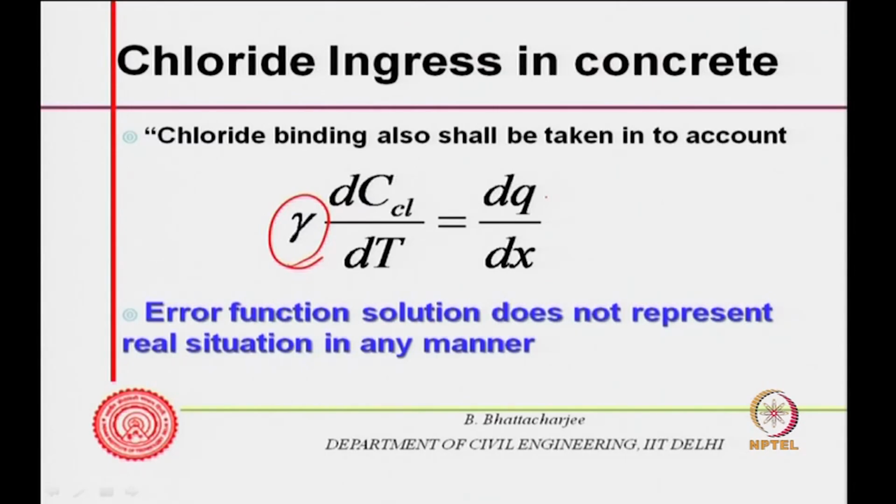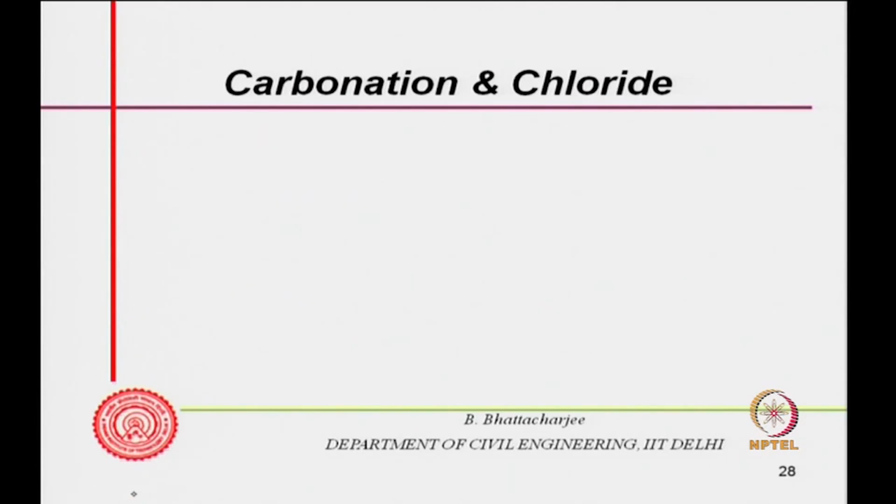So, the equation would be much more complex than what we have done. Therefore, the error function solution does not represent the real situation in most cases. Chloride binding is the factor of total chloride to free chloride ratio. You must balance the total chloride and the rate of change of flux which you have used earlier, and it would be something like this.